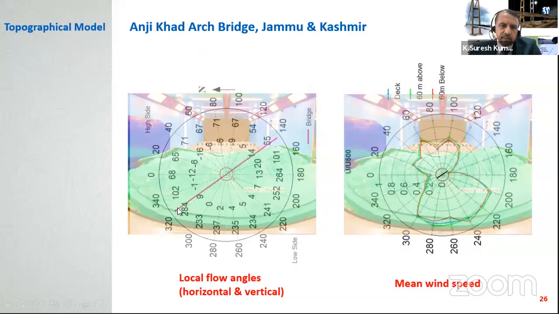I'm showing some of those results. I don't want to go through them in great detail, but you can see 240 is the direction in the upper atmosphere. And then at the bridge deck level, the horizontal direction is 234, hitting the bridge from the top at 5 degrees. So you can get vertical angles of attack and horizontal angles of attack, while the upper atmospheric wind is from somewhere else. You can also see that from 240 degrees you are getting maximum mean wind hitting the bridge as well. So we could predict all of these things by looking at a topographical model.